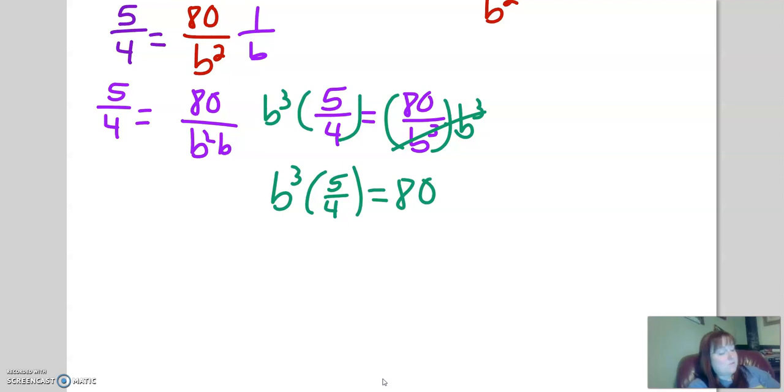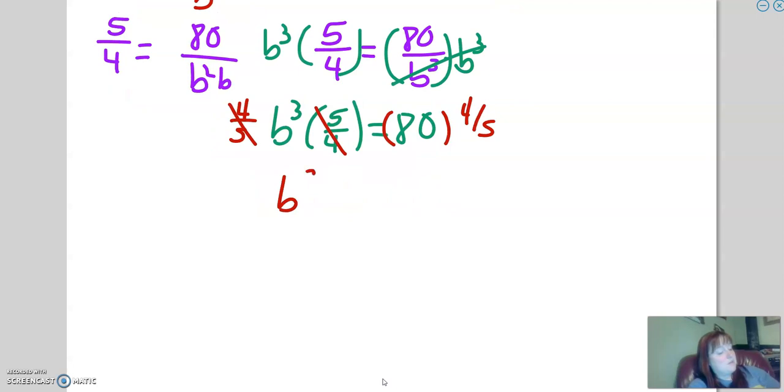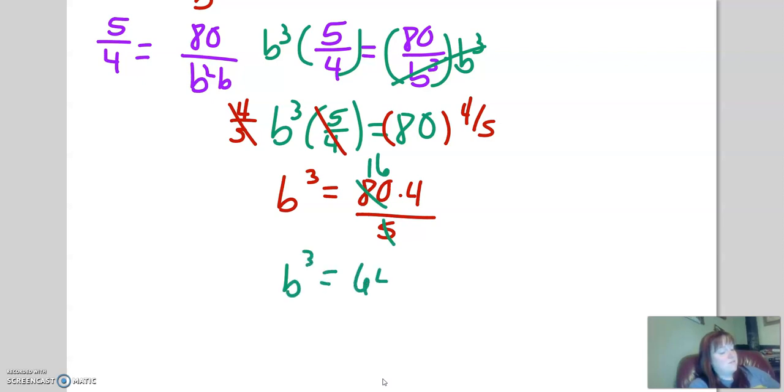And then how do we get rid of a fraction? Well, we multiply by its reciprocal. So 4/5 and 5/4 are going to cancel out, and we're going to have 80 times 4/5. So we have B cubed equals 80 times 4 over 5. Now 80 divided by 5 is 16. So that's 16 times 4. So B cubed is 64.